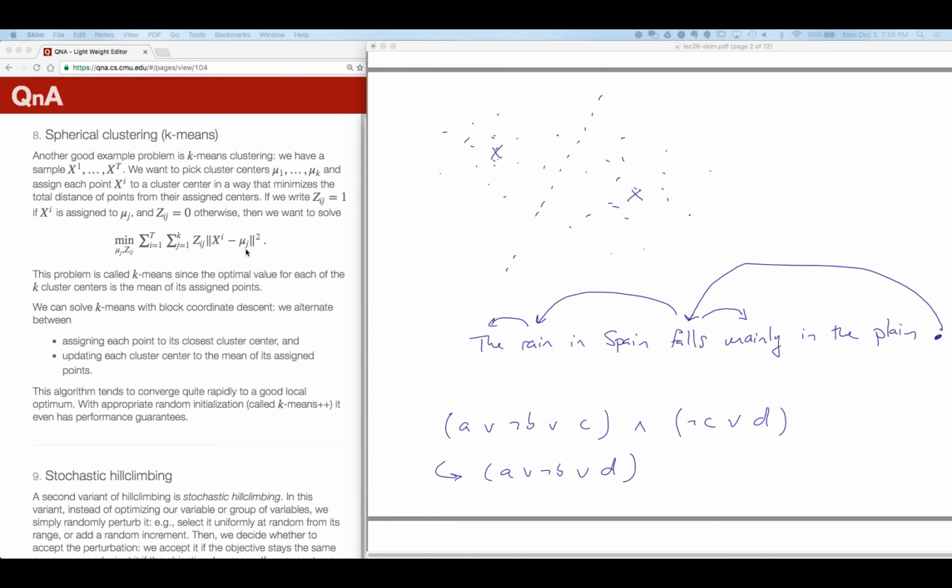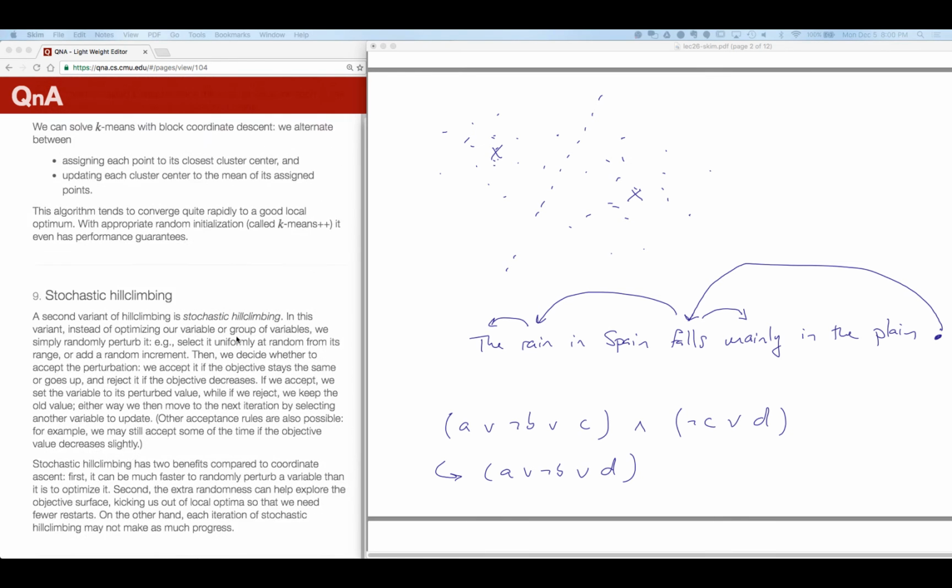And it's called k-means because if you hold the assignments fixed, the optimal value for mu is the mean of all of its assigned points. And we can solve k-means with block coordinate ascent. In fact, that's a really good algorithm for it. What block coordinate ascent means: we assign every point to its closest cluster center. That's optimizing over the z's. And then we update each cluster center to be the mean of its assigned points. That's optimizing over the mu's. All right, so that's coordinate ascent.